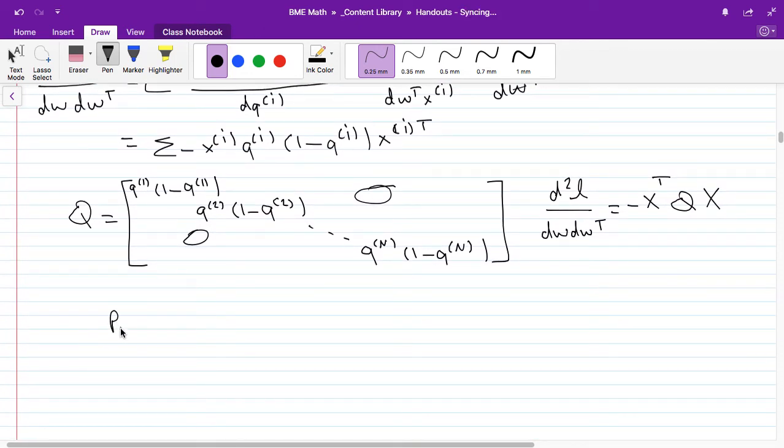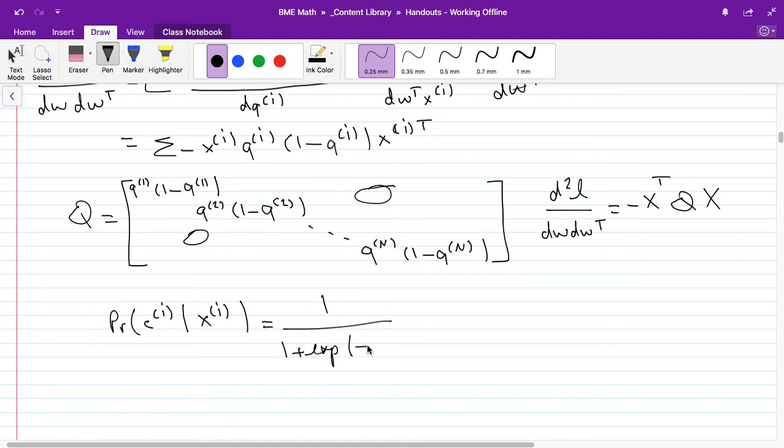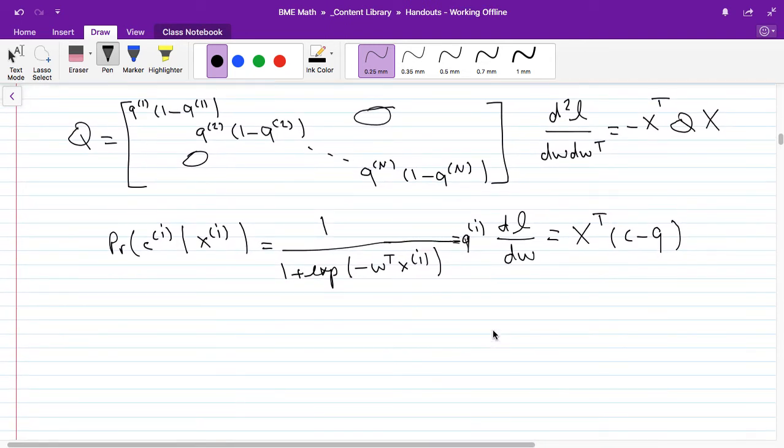So we had the posterior probability of it being of some class i, given the X data point, as a logistic function, 1 plus an exponential of minus W transpose Xi. We had the first derivative of our likelihood with respect to W. We call this Q. The first derivative of our likelihood with respect to W was X transpose (C minus Q). We have the second derivative, which we've written here.